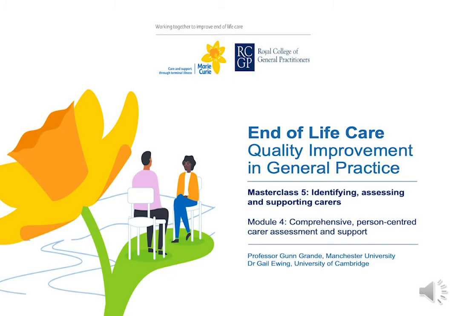Welcome to Masterclass 5, Module 4, on Comprehensive Person-Centered Carer Assessment and Support. This module relates to the final core requirement for implementing carer support that we introduced in Module 2. That is, having a protocol for assessing carers and responding to the assessment in order to ensure consistent, comprehensive assessment of carer support needs and a consistent response.